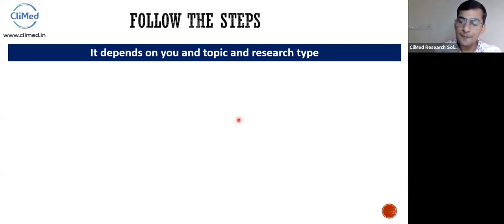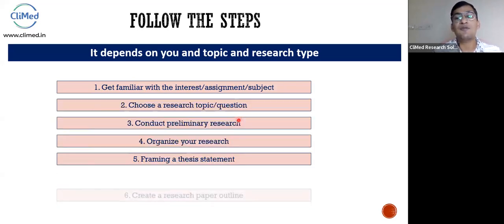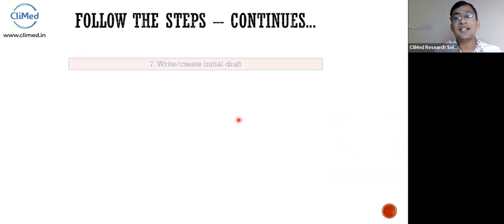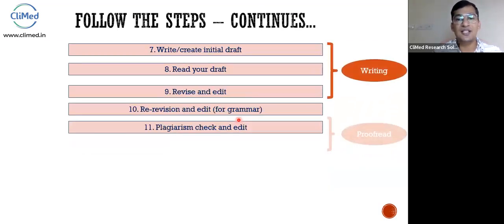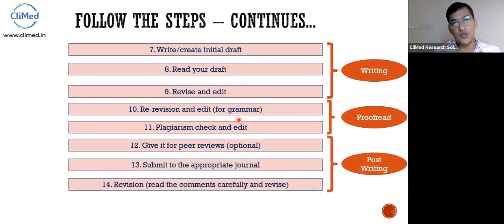All right, so I divided these steps into four major parts, and there are a total of 14 steps. But majorly, there are four parts. One is the planning part, second is the writing part, third is the proofreading part, and fourth is the submitting part, the post writing submission process. That's how you will get your paper writing done, and you will get a tremendously good manuscript at the end.